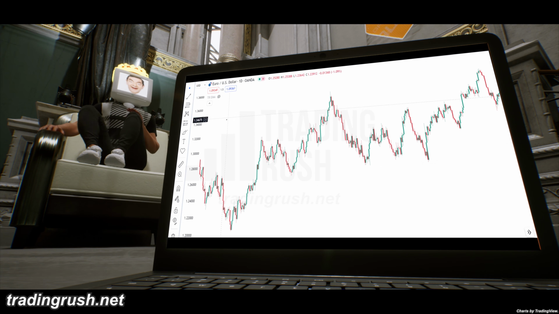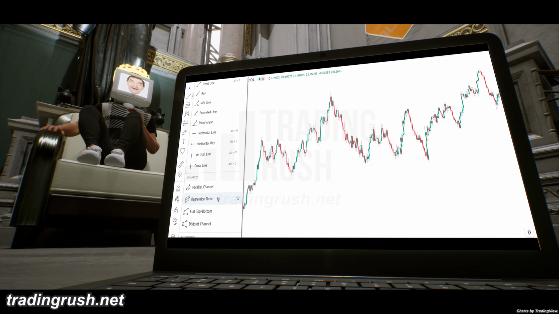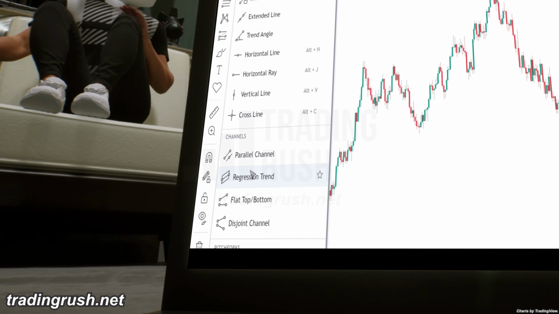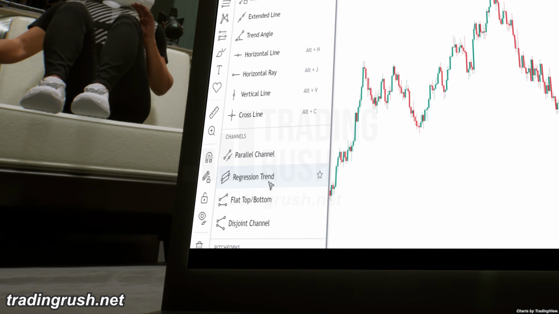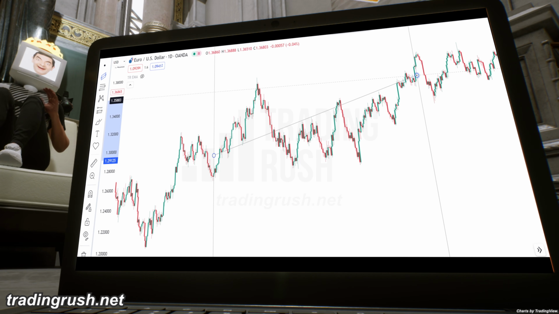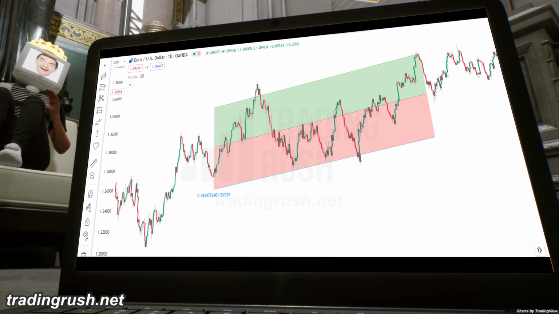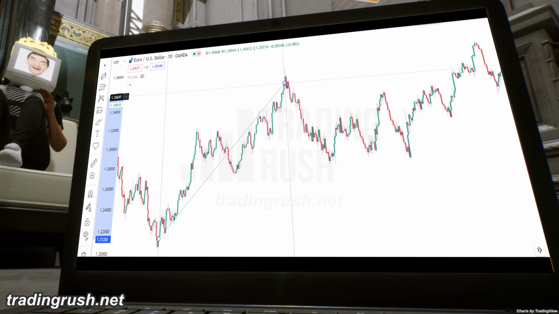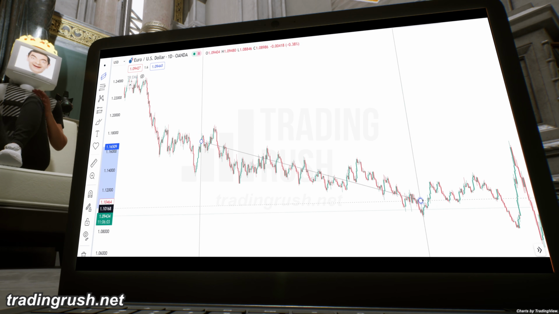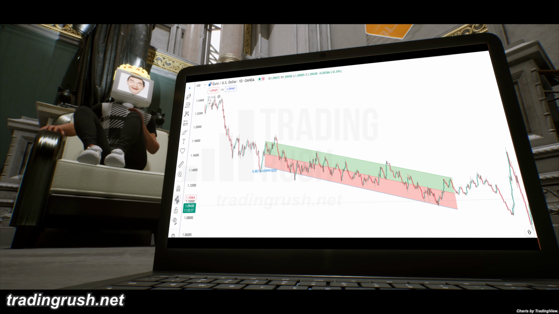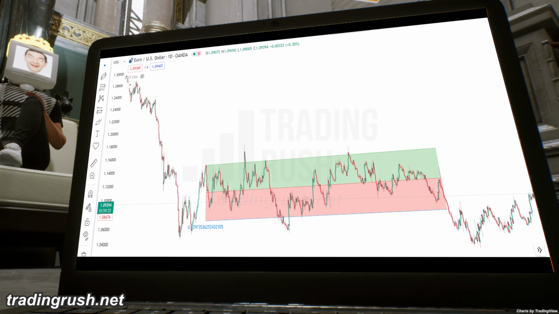Number 4. When King George II couldn't identify where the price was moving, he used the regression trend tool on TradingView. He placed it on the price like this and saw that the price was trending this way. If the angle of the channel is up, it's an uptrend. This is a downtrend, just like the account balance. This is a sideways or range market.